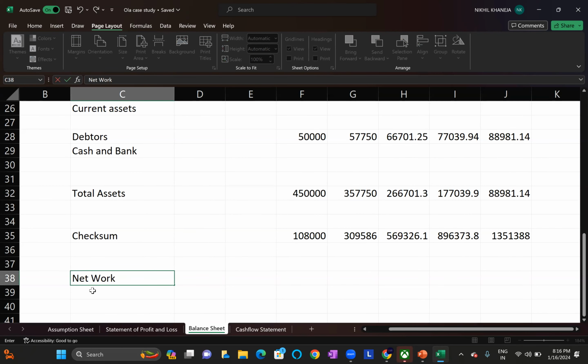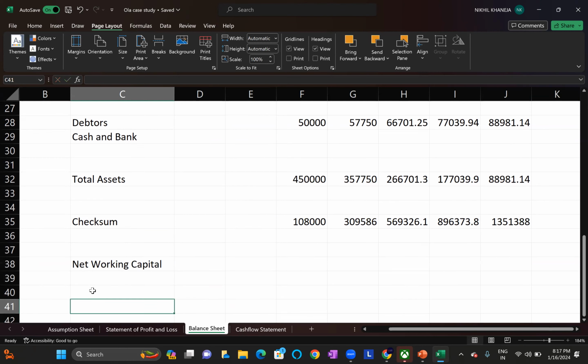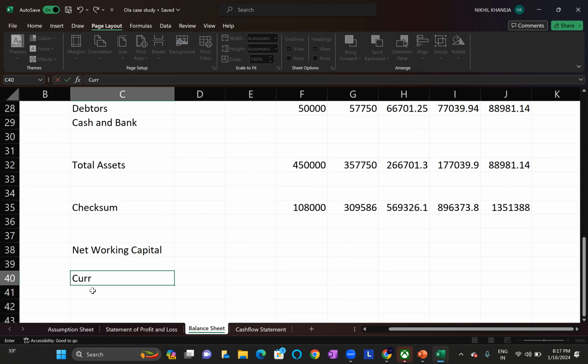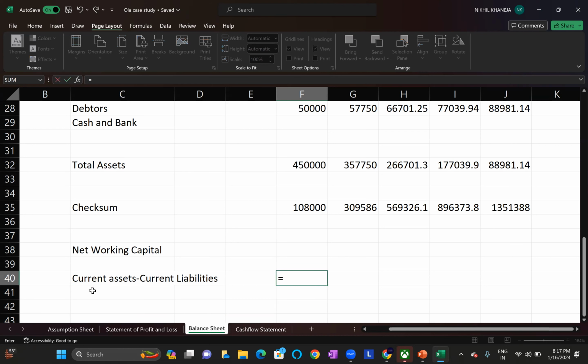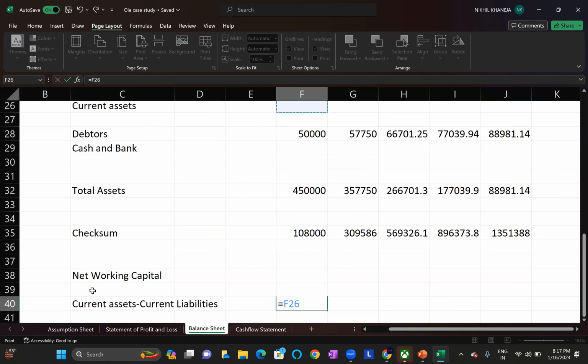Guys, working capital is nothing but cash available or capital available in the business for day-to-day operation. So there is one formula of net working capital. It is current assets minus current liabilities. So what are my current assets? In current assets, there is debtor.